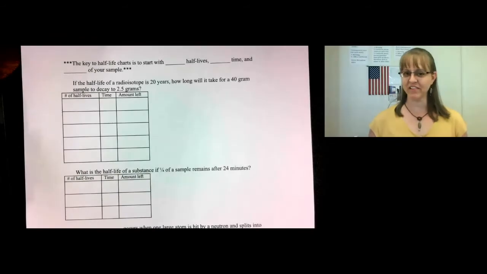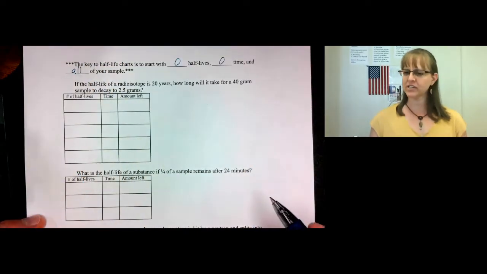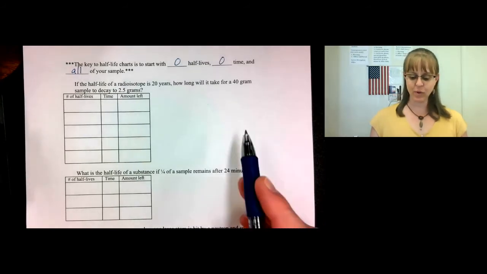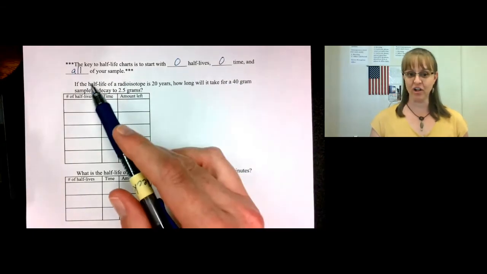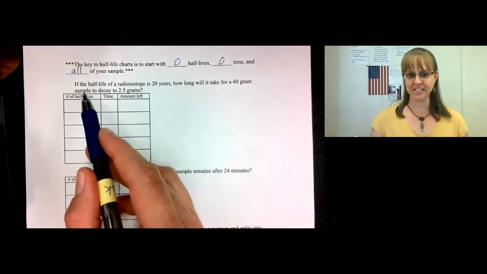The key to doing half-life problems is to start with 0 half-lives, 0 time, and all of your sample. You want to start before the reaction begins. That's why you have 0 half-lives and 0 time. It hasn't started yet. And you have all of your sample because none of it has decomposed yet. Let's look at this example.